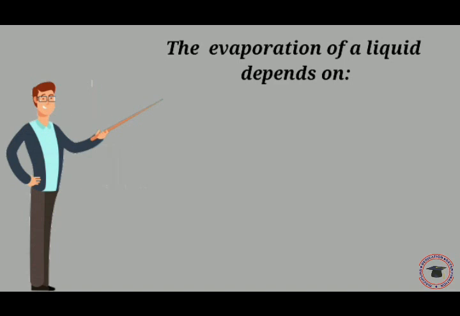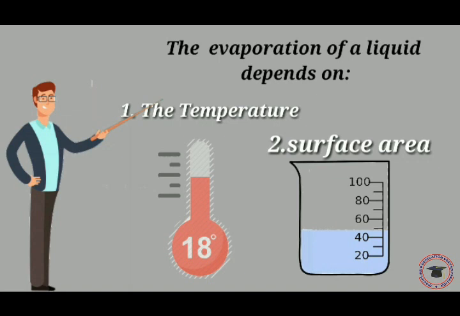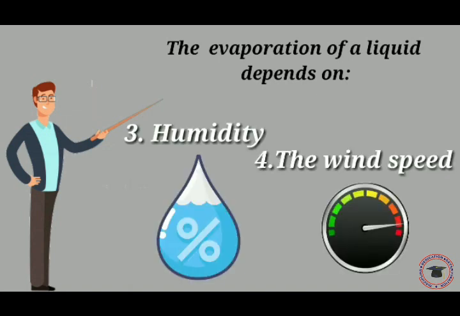The evaporation of a liquid depends mainly on four factors. The first one is the temperature, the second is the surface area, third the humidity, and fourth the wind speed. We will discuss all these factors in detail, one by one.